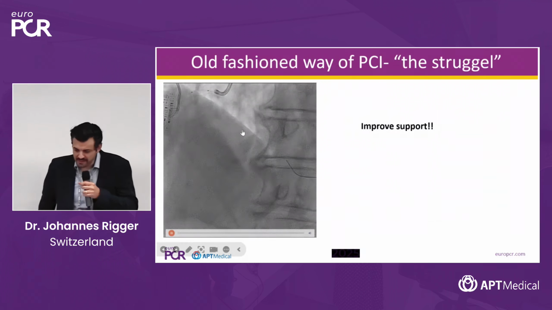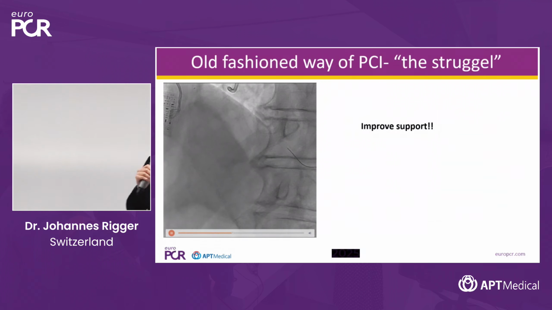We all know situations like this. This is a Stevie Wonder PCI. You see a JR4 guide hanging around it, or the wire is down. The patient is probably a bit unstable. That's why you don't want to remove that wire, and you will probably not have any success, because you see the balloon is stuck in the proximal bit of this artery.